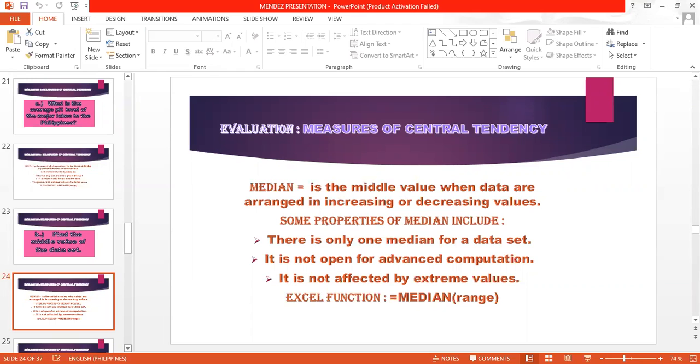Median is not open to advanced computation, and it's not affected by extreme values because you're only getting the middle number. Now let's proceed to our Excel for our computation.